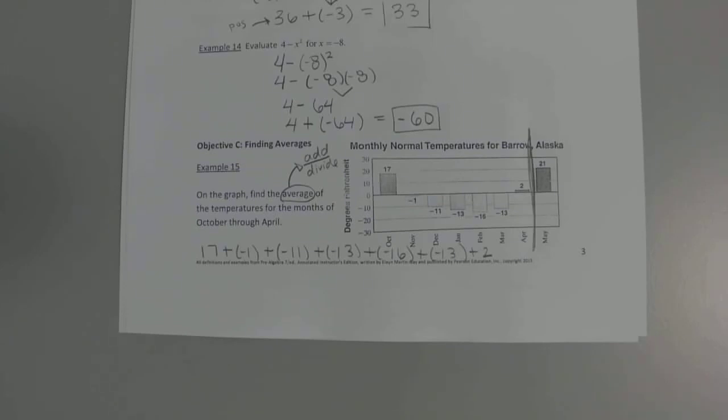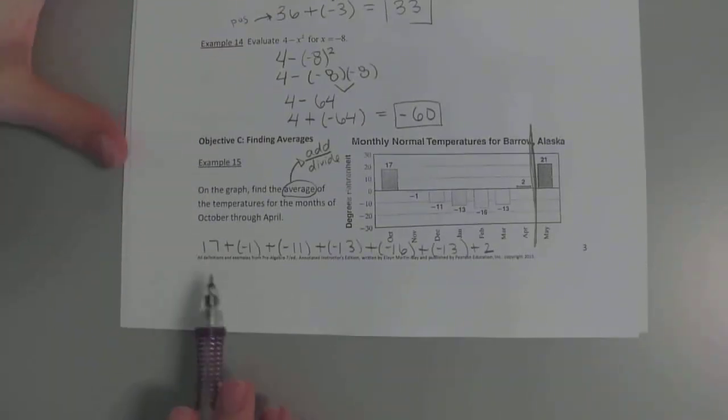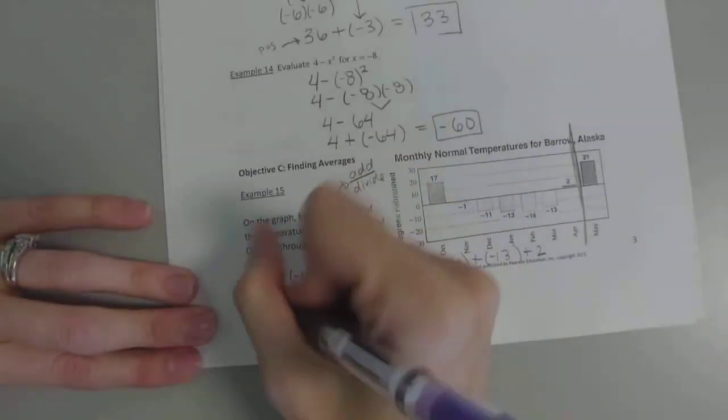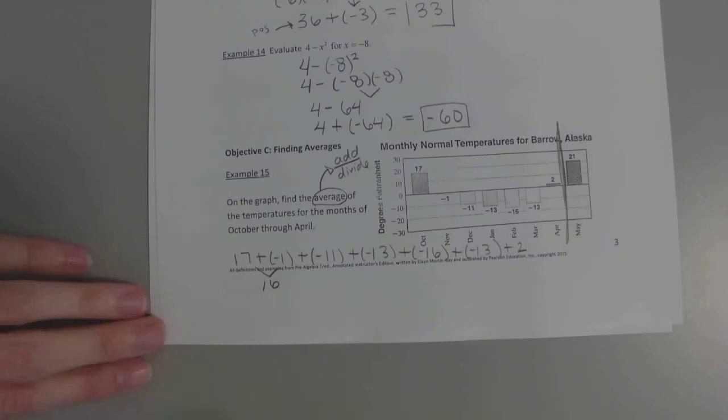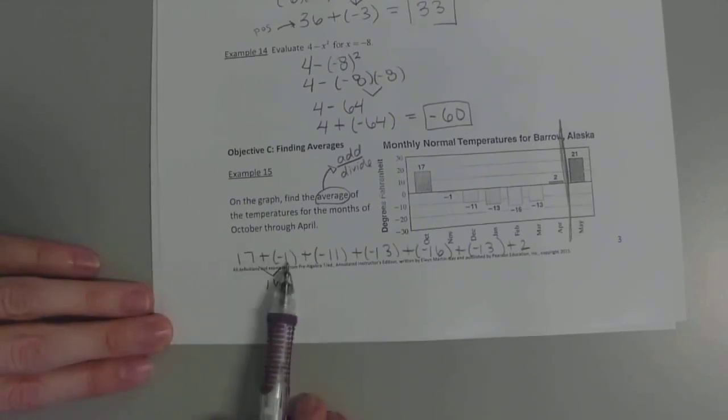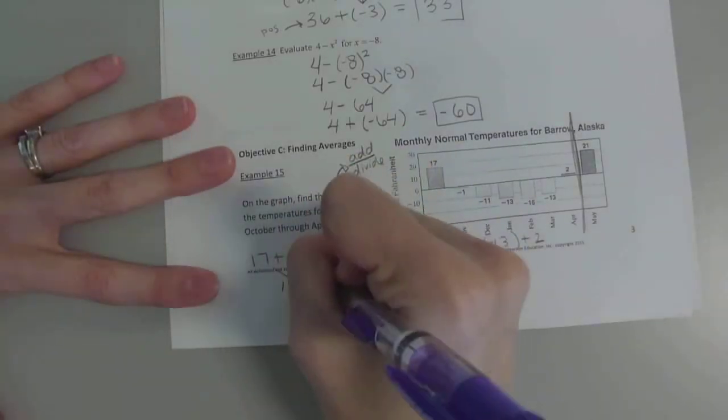This is where it's extreme, but just take your time. Remember your rules, okay? Rule one, when you add two of the opposite signs, what do you do? Say it louder. Subtract, and you give it the sign of the bigger number. So what's the difference between 17 and 1? 16. And which number is bigger? 17, so that's a positive 16. But don't you agree, if you have $17 and then you add a dollar of debt, you'd have $16, okay?